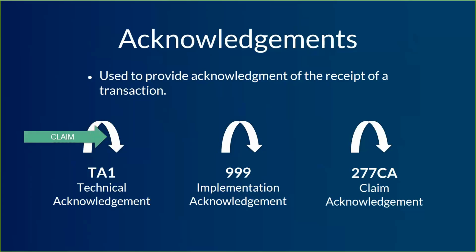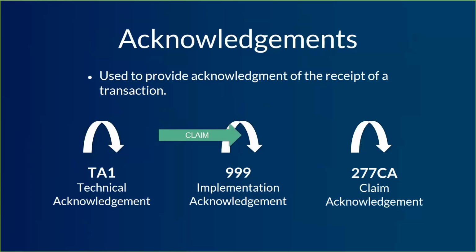Let's say that you do get a TA1, and as long as your claim doesn't fail at that level, it's going to continue processing, and the next one you could get would be a 999. This one is a little bit more specific than the TA1. It's still pretty general. It's only looking at batch level information. But at this point, we're starting to get into the realm where this is a pretty standard response. It's still not required, but you can pretty much expect this one from most payers.